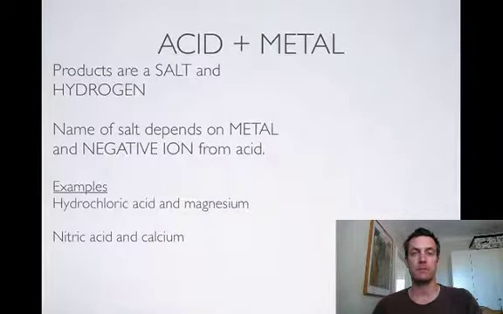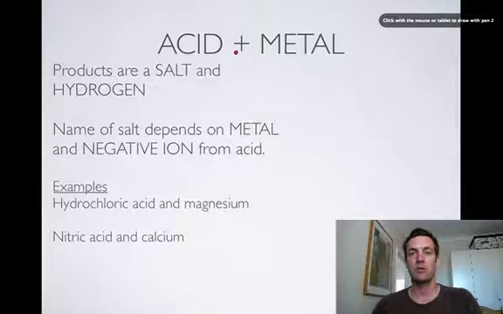Let's have a look at the first group of reactions, and this is acids reacting with metals. So first thing to note is that whenever an acid reacts with a metal, you're always going to produce a salt and hydrogen. There are metals that acids won't react with, such as gold. Silver doesn't react terribly well, and copper won't react with a lot of dilute acids. But if you do have a metal that reacts with an acid, it will produce a salt and hydrogen, and the name of that salt will depend on the metal that you've used and the negative ion from the acid.